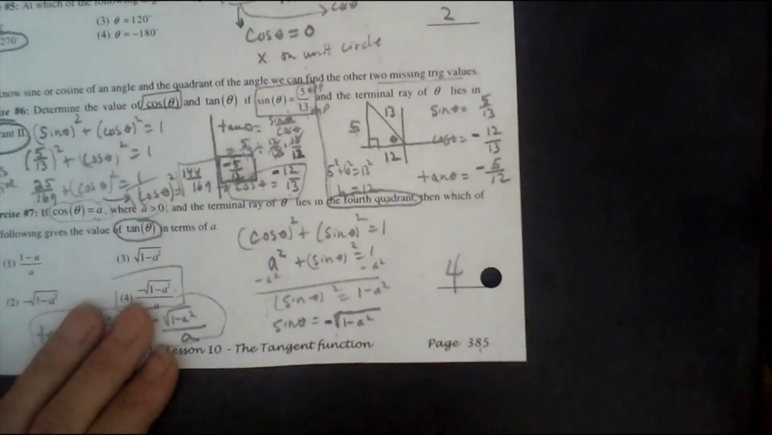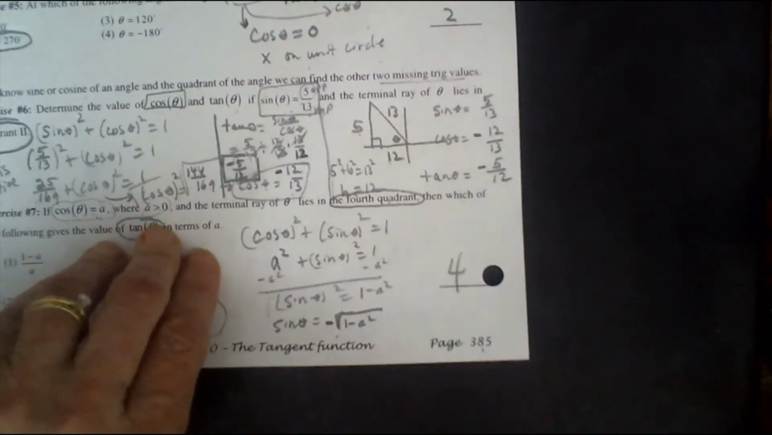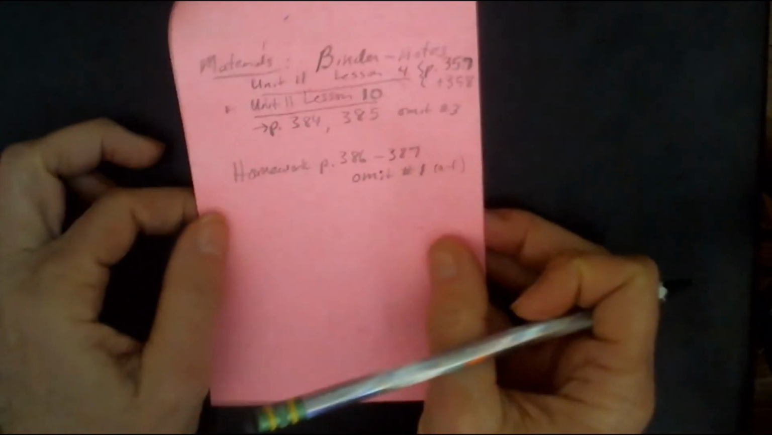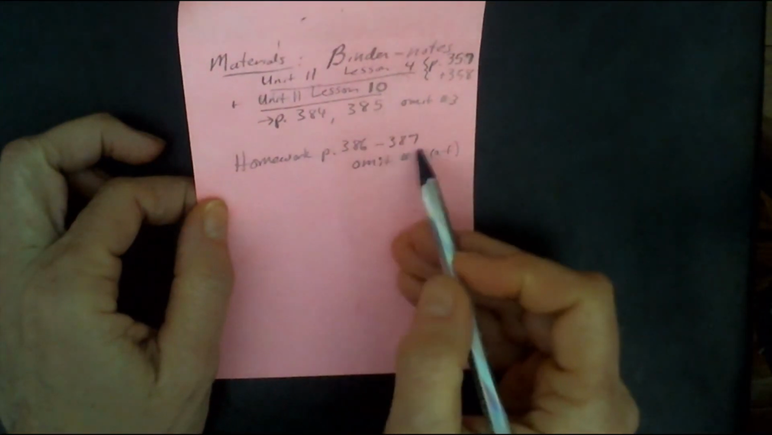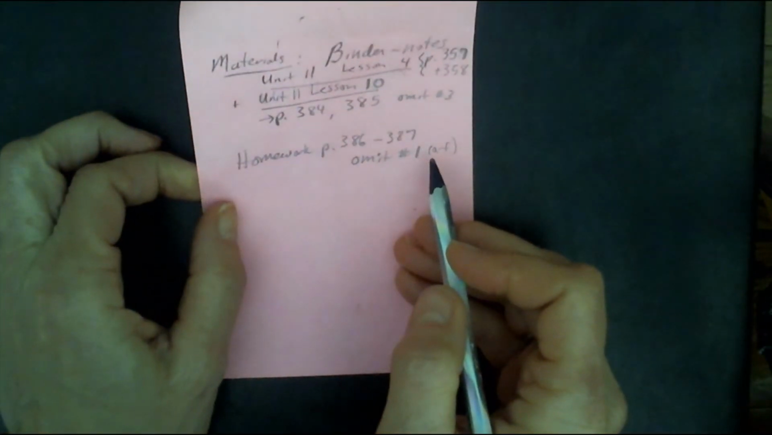So that's all you should know for this next piece of homework that you need to do for tonight on pages 386, 387. Please omit question number 1.